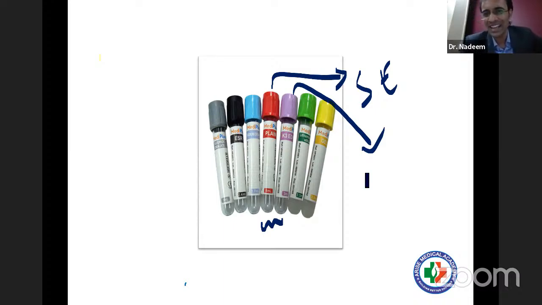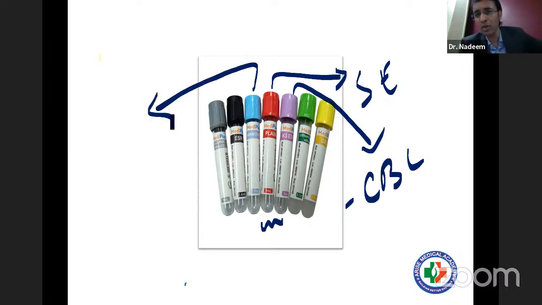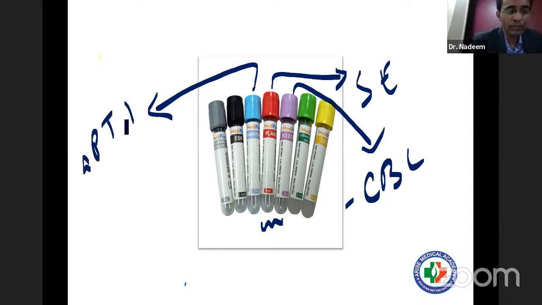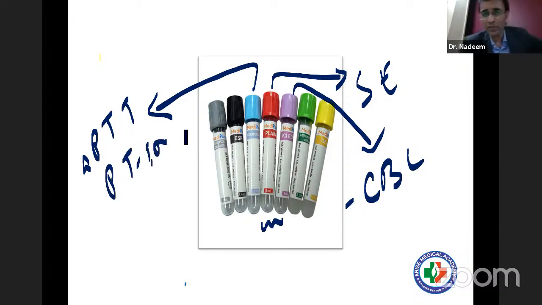So in purple, what do we do? CBC, complete blood count. Even for blood grouping, for cross matching, for hemoglobin and all, purple will be used. What about sky blue? Sky blue is for the bleeding profile, like APTT and PT INR. For that we are using sky blue.